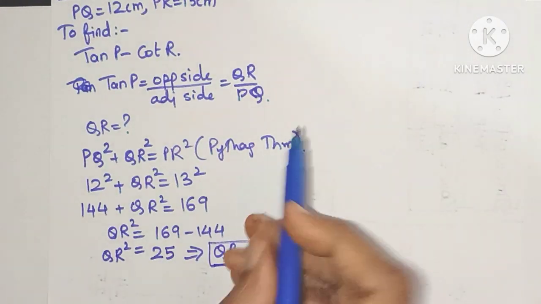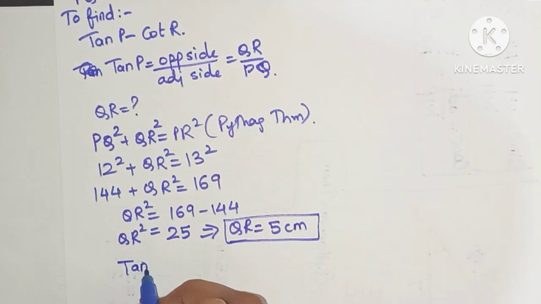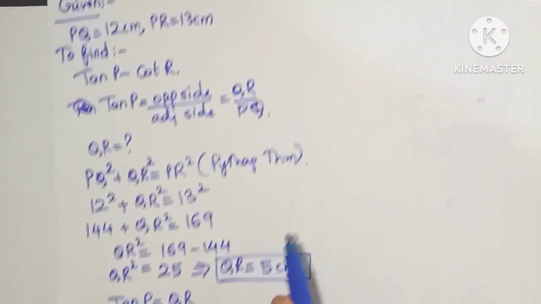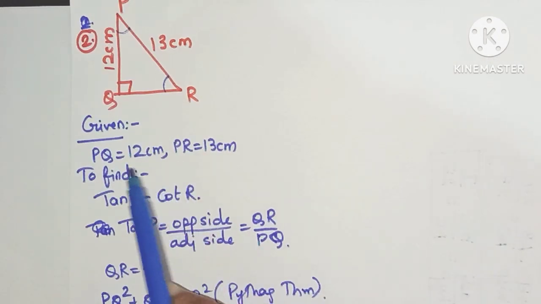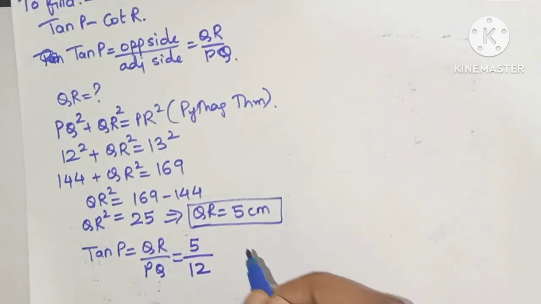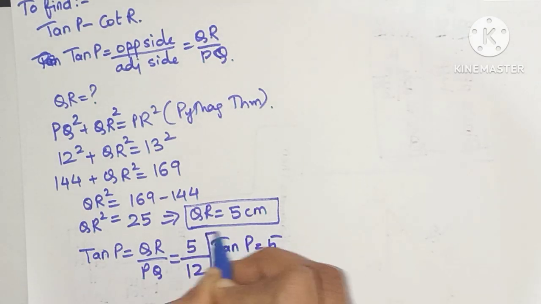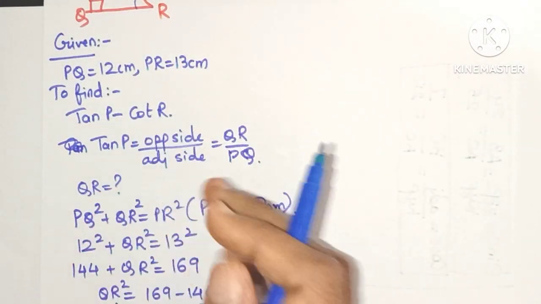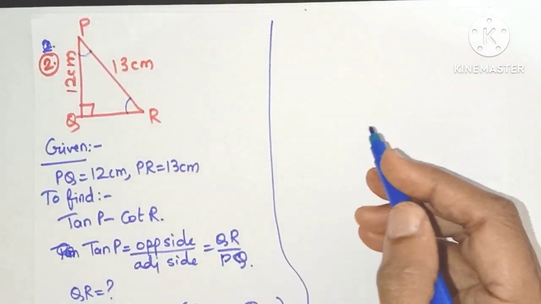We know what is QR. So can we now find out tan P? Definitely. What is tan P? Again, let me write it as QR by PQ. QR is nothing but, yes, it's 5 and PQ, friends, is nothing but 12 centimeters. So tan P is nothing but 5 by 12. Okay, so let me put it in a box. But I'm not done yet because I have to still find out cot R. So let's also find that out. It should be very easy now, friends.